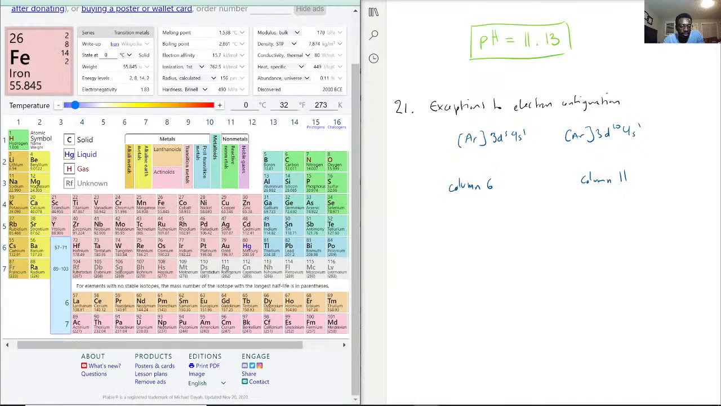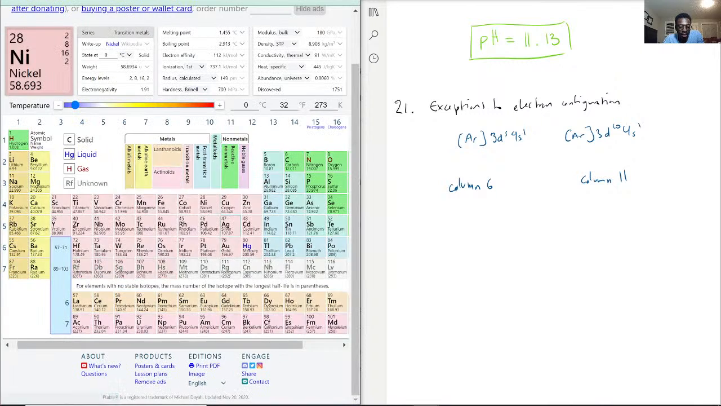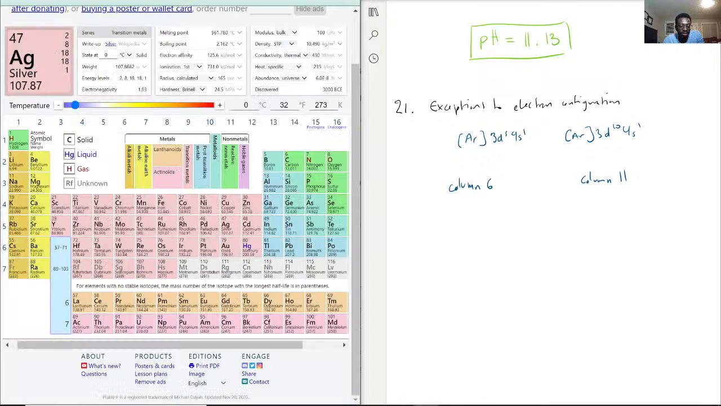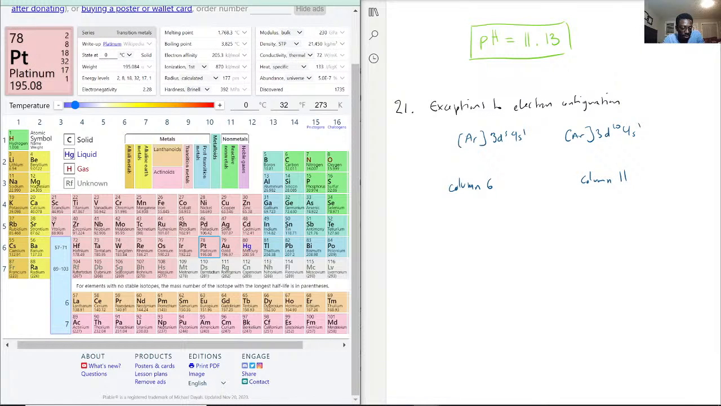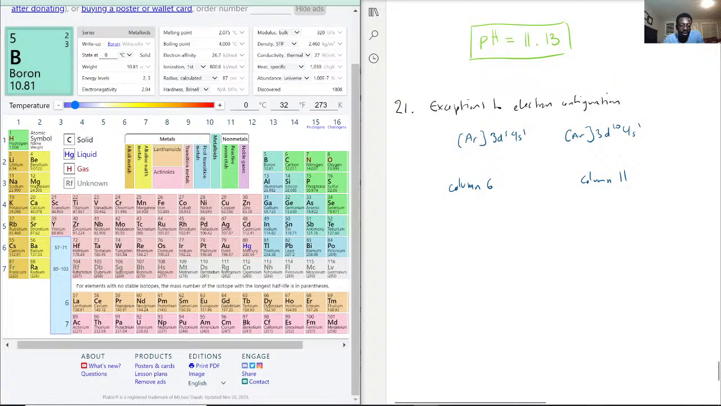Rhodium, that one also I can't say. Palladium, yeah, I can't say for that one either. Silver, yeah, that one makes sense because it's so close. Platinum, where's platinum? Right here. And gold. Interesting. I still think it's going to be mostly column 6 and column 11 based on how they broke down the electron shell. But I may be completely wrong when it comes to that.